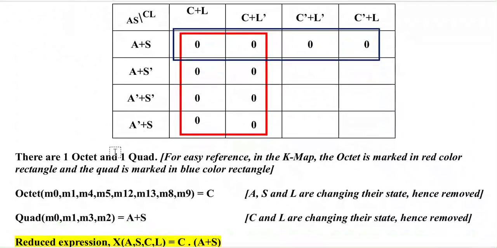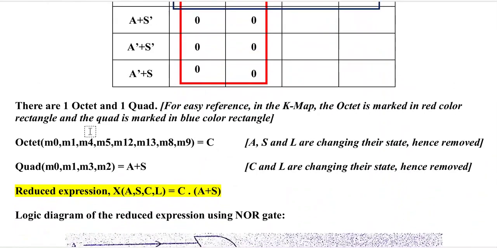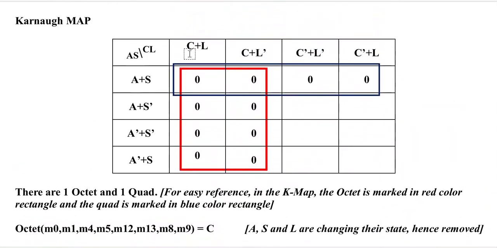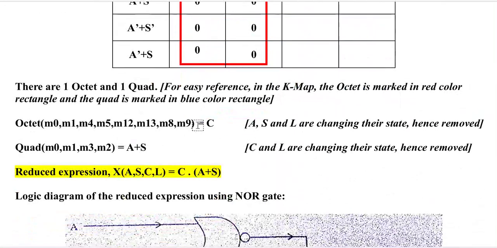You have to mark the octet and quad and you have to term them. So from the octet, we can see here only C is coming. All the others are changing their state. So C is the result of the octet. And from the quad, it is A plus S. So the reduced expression is C dot (A plus S).